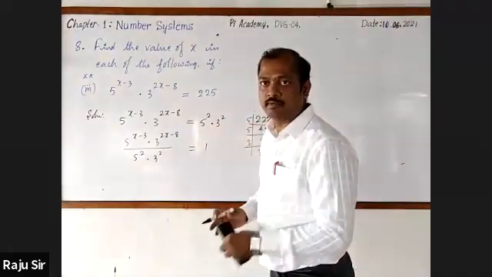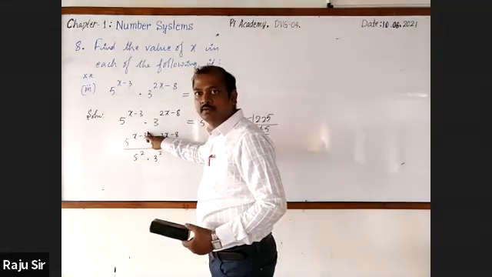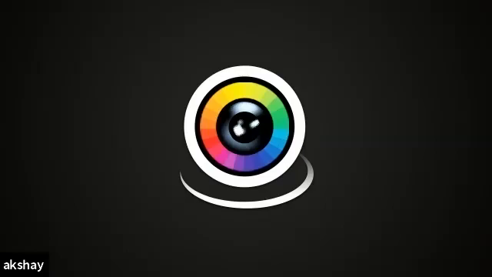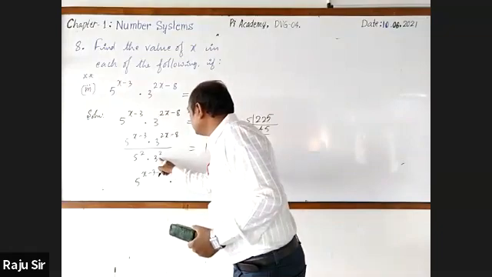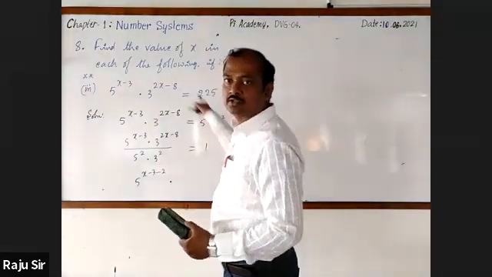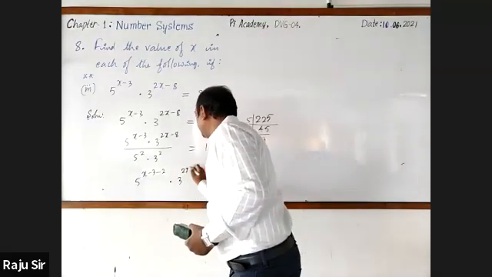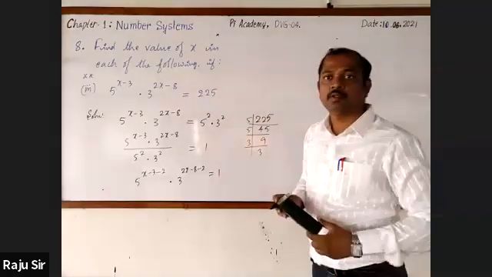We can write 1. Next, when it is taken to the numerator, it becomes minus. 5 power x minus 3, it is minus 2. Then when 3 raised to the power 2 is taken to the numerator, it is 3 raised to the power 2x minus 8 as it is, and it becomes minus 2. It is equal to 1. Got it?